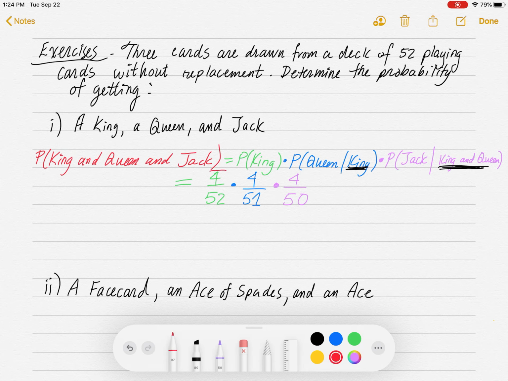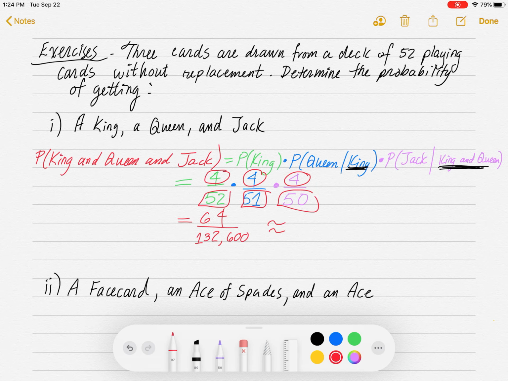So if you multiply these together on top, you got what? 4 times 4 times 4 is 64, out of a total of 52 times 51 times 50, which is 132,600. So we're going to turn this into a decimal. That's the way we always write our probabilities as decimals.